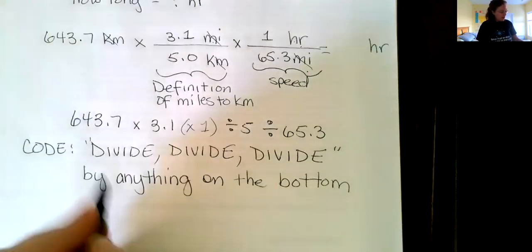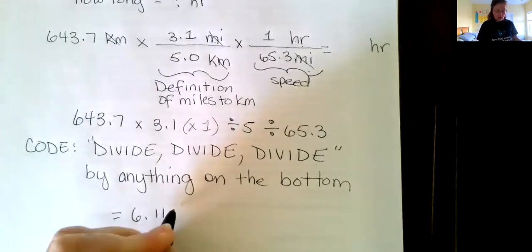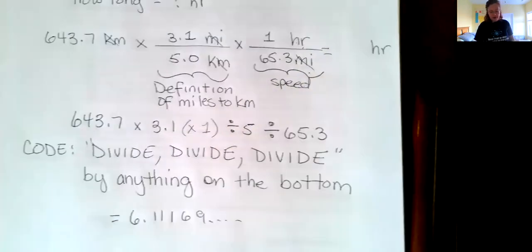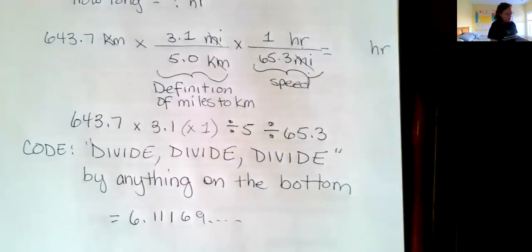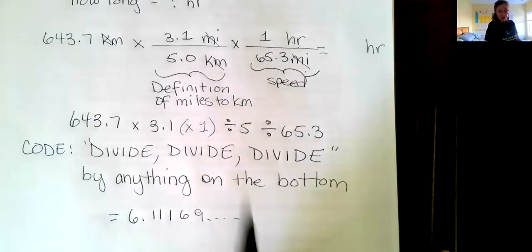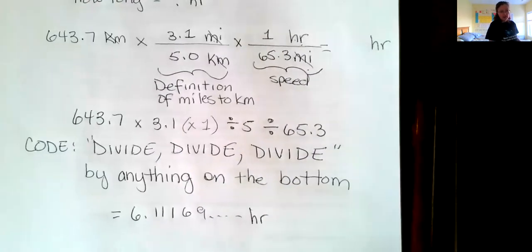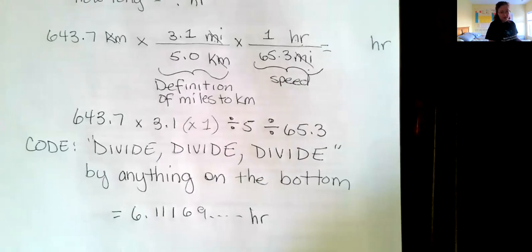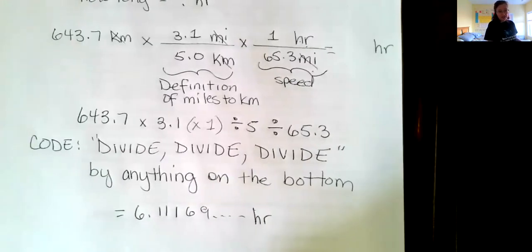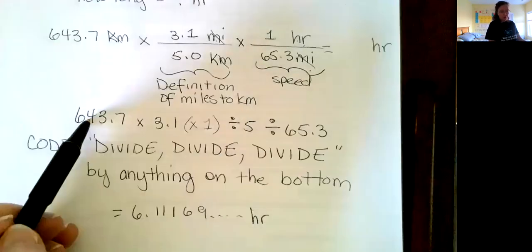My calculator is saying that it equals 6.11169, blah, blah, blah. Okay. So before we finish, let's see. The unit we're left with is hours. So this will be hours. And I'm not allowed to just make up how many digits I want to do. I have to start at the beginning. At the beginning, it was 643.7.